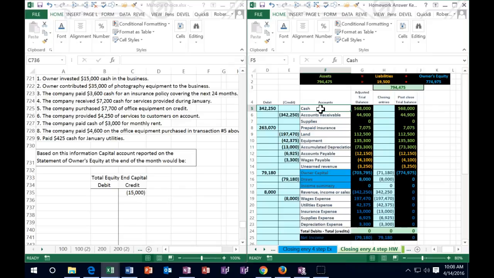No, because you put in photography equipment, no cash affected. There is equipment affected, and we can see here if you have the trial balance, equipment's an asset. Assets have a debit balance. We got more of it. It's going to go up. Therefore, we're going to debit the equipment.